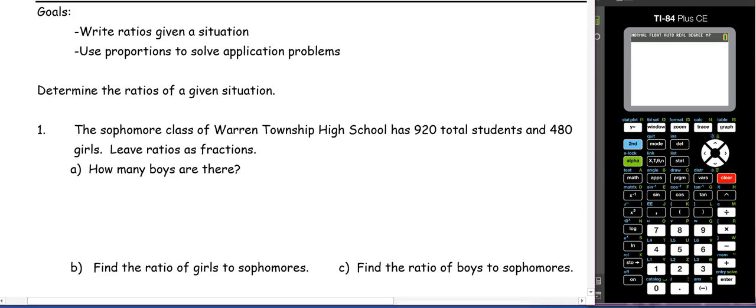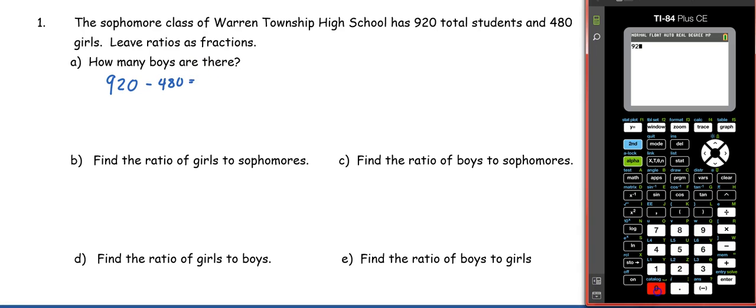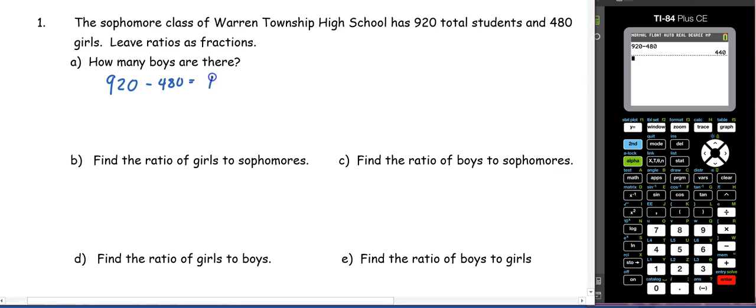So if we have 920 students and 480 of them are girls, when we subtract 920 minus 480, we get that there are 440 boys for the sophomore class. So what is the ratio of girls to sophomores? Remember that 920 is representing our total sophomores. So we have 480 girls divided by 920 in the entire class.